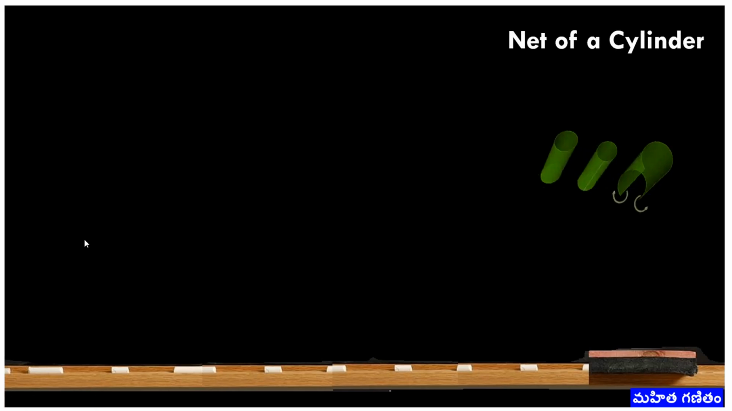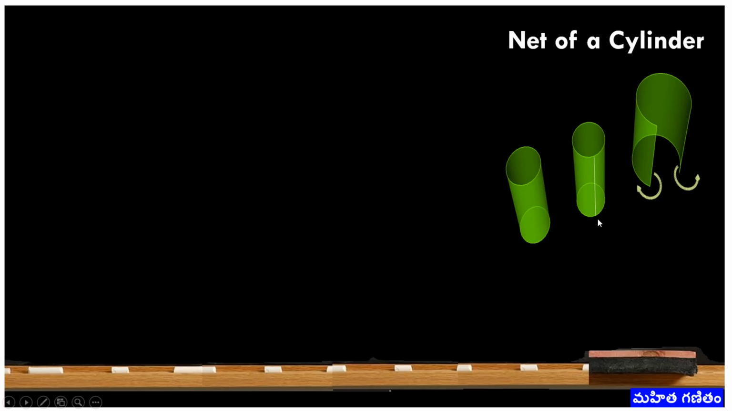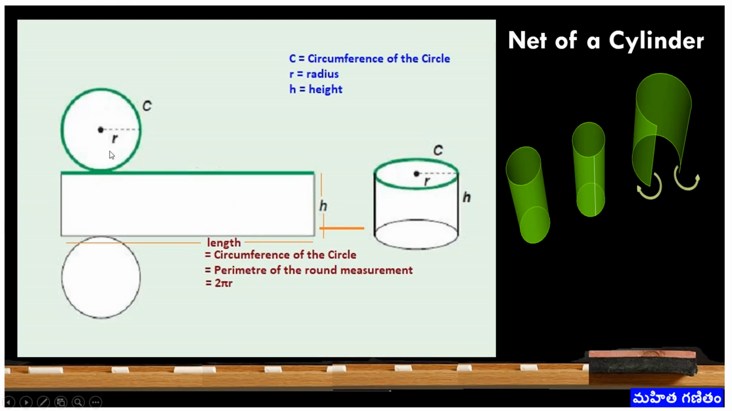What is the net of a cylinder? Take a cylinder and cut it with scissors and open it. Then it becomes like this. This is the top circle, this is the bottom circle, and the circular curved surface became a rectangular shape. What is the length of the rectangular shape? It is the circumference of the circle, that is, the perimeter of the round measurement. That is 2 pi r. Length is 2 pi r. What is the height of the rectangle? Height of the cylinder, that is h.